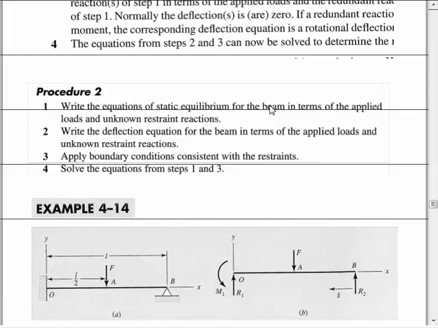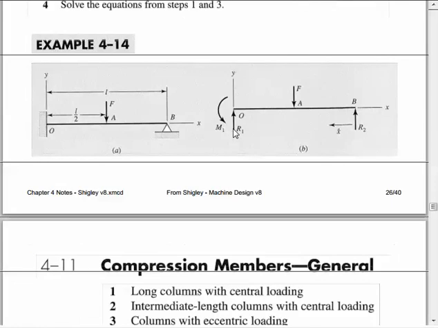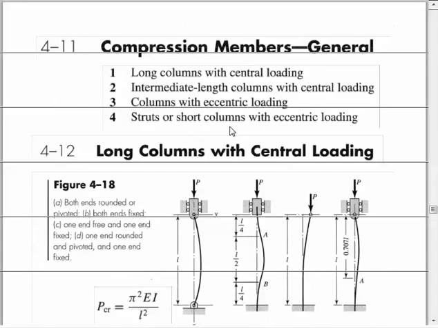Next method then is indeterminate structures, where we replace a support with an unknown load and use Castigliano to solve for the unknown load, and then final complication would be curved beams. Okay, compression members is buckling.